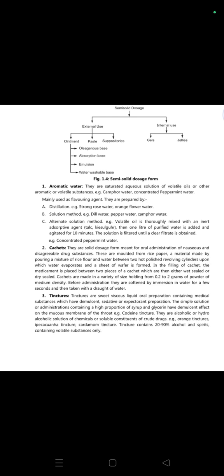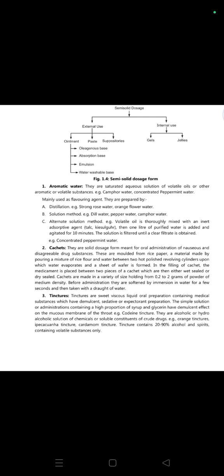In the filling of cachets, the medicament is placed between two pieces of cachet, which are then either wet sealed or dry sealed. Cachets are made in a variety of sizes, holding from 0.2 to 2 grams of powder of medium density. Before administration, they are softened by immersion in water for a few seconds and then taken with a draught of water.